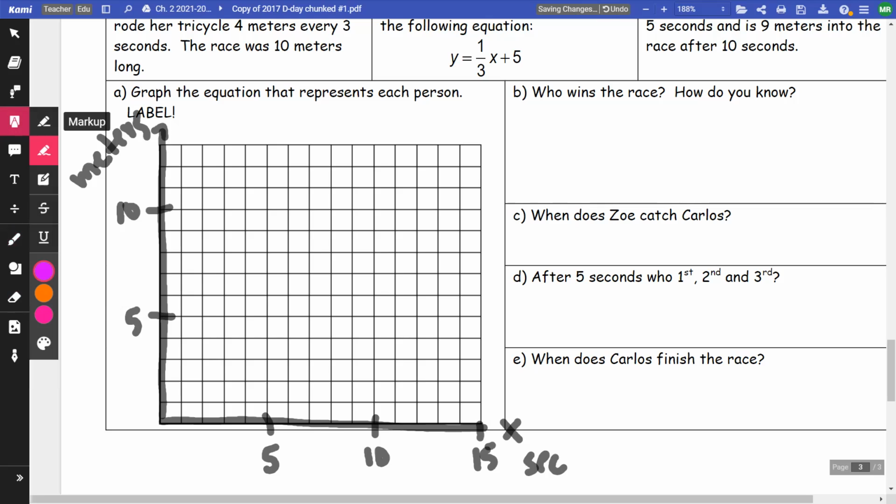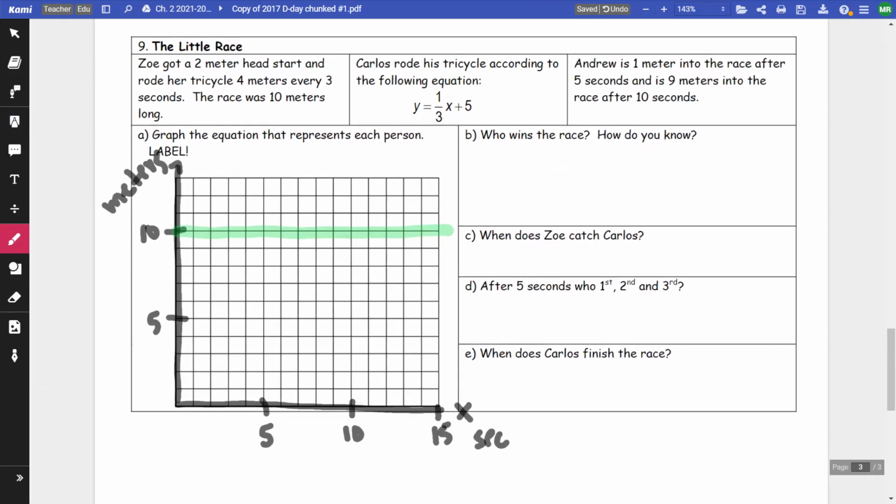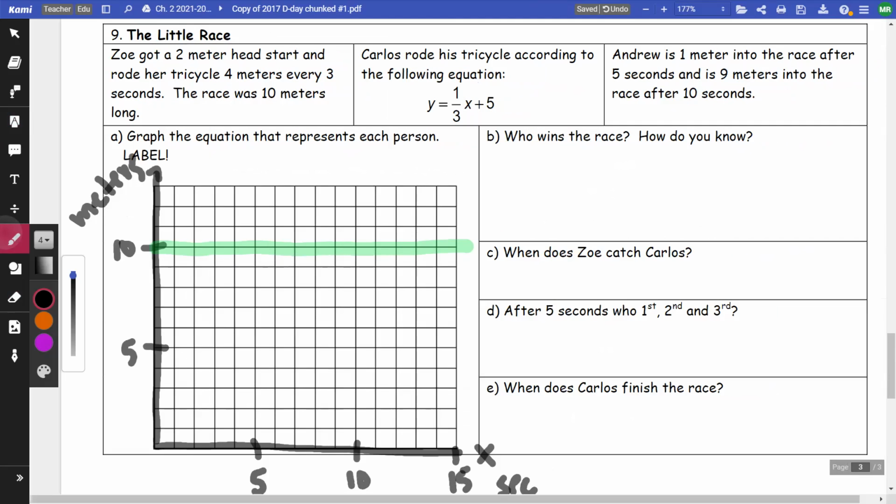And my race, they said, is 10 meters long. So this is going to be the finish line. So Zoe got a 2-meter head start and rode her tricycle 4 meters every 3 seconds. Okay, so I'm going to do Zoe in purple here.